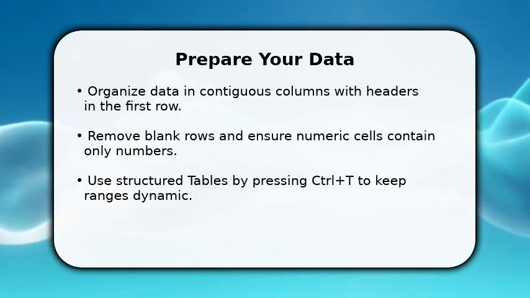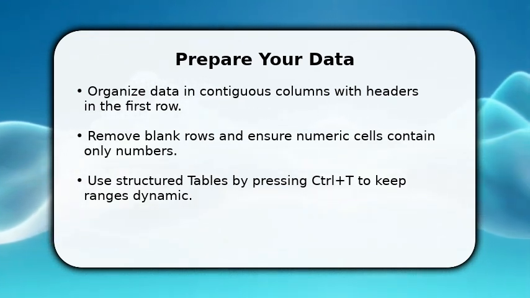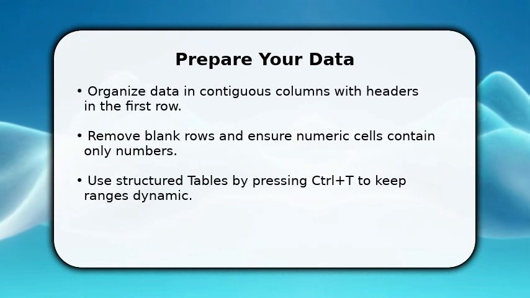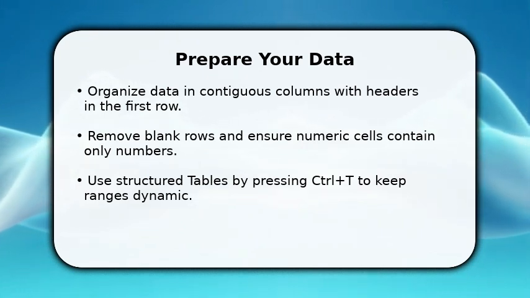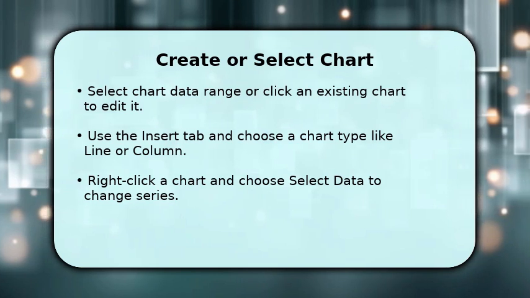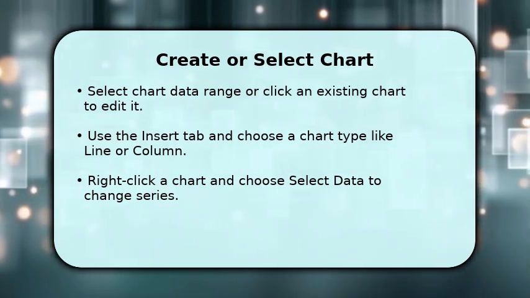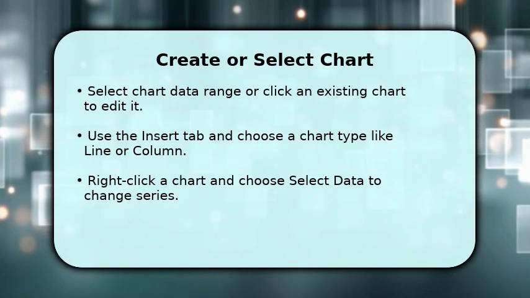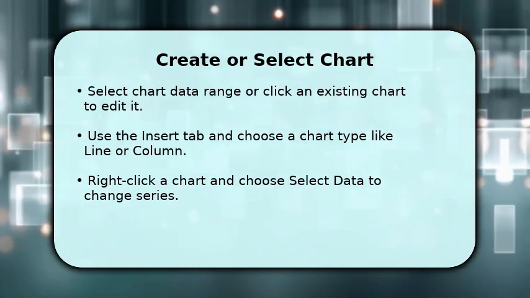Tables automatically extend chart ranges when you add rows. Save a copy before major edits to preserve the original workbook state. To create a new chart, first select the data range including headers. Then go to the Insert tab and choose a chart type, such as column, line, or pie.